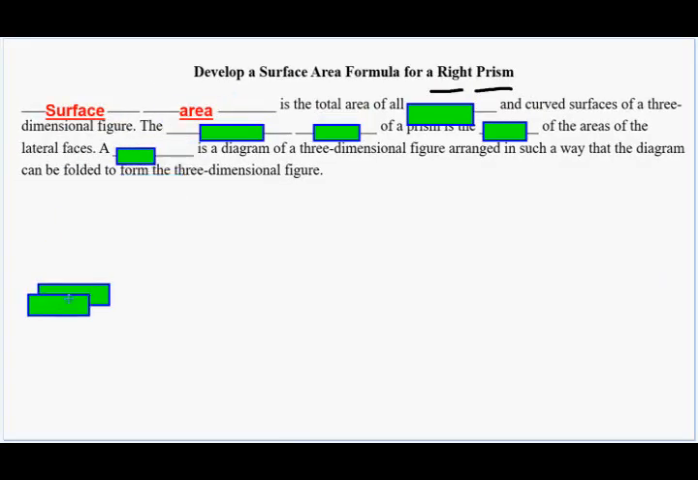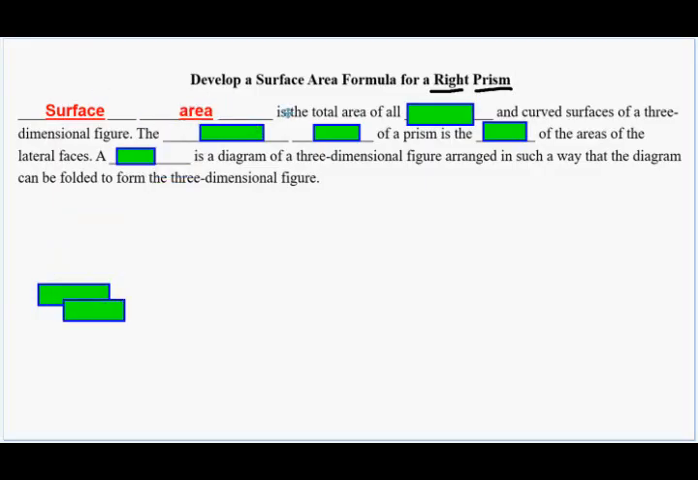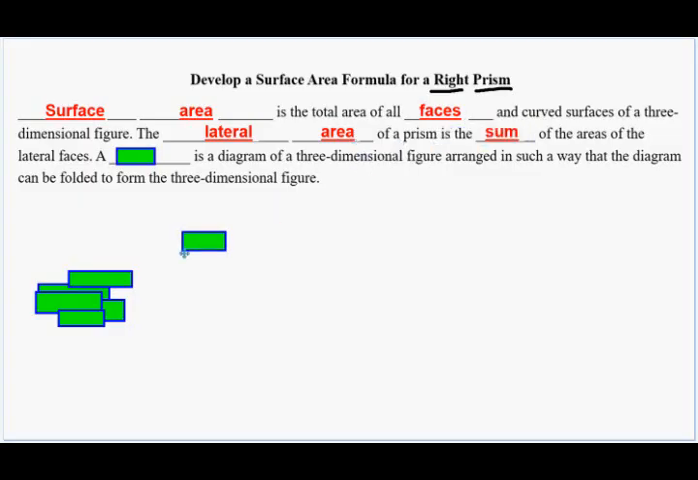So, surface area is the total area of all faces or sides and curved surfaces of a 3D figure. The lateral area of a prism is the sum of the area of the lateral faces. So just exclude the top and the bottom, the bases. Just look at the sides of the prism. That is the lateral area. A net is a diagram of a 3D figure arranged in such a way that the diagram can be folded to form the 3D figure. So we'll get a better look at that here on the next slide.